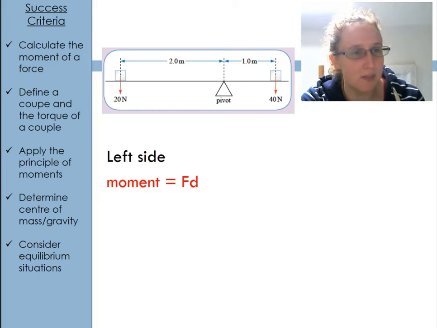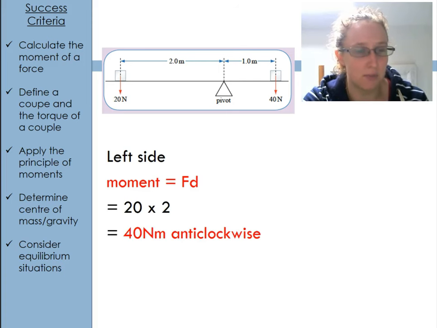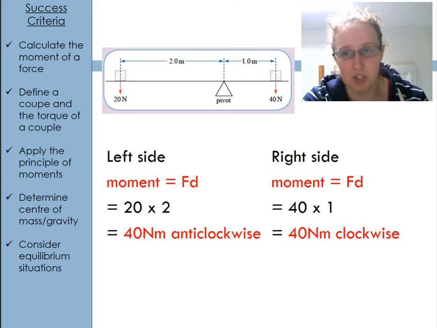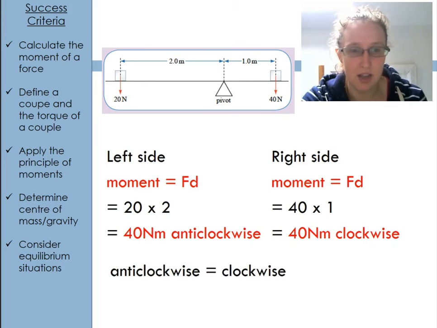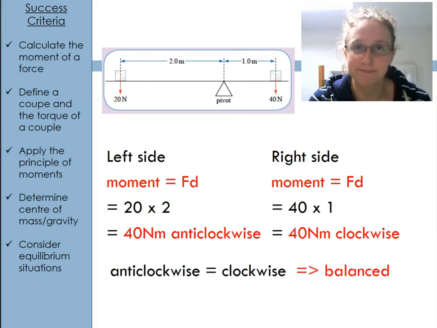So to calculate the moment on the left-hand side, that's going to be F times D, so 20 newtons times 2 meters, which gives me 40 Newton meters anti-clockwise. I then look at the right-hand side. Again, the moment is equal to the force times distance. So force is 40, distance is 1, 40 by 1, which equals 40 Newton meters clockwise. So my anti-clockwise equals my clockwise, so it's balanced. Easy peasy.